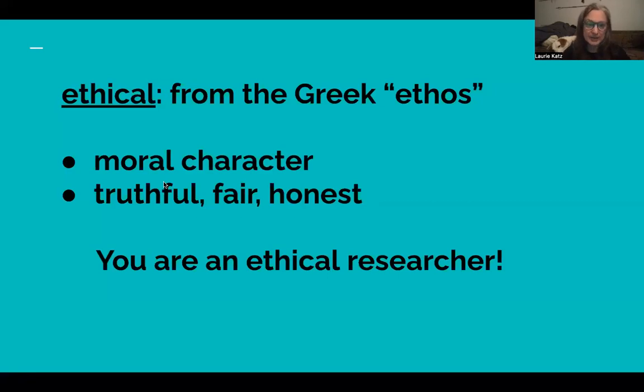So what does ethical mean? And some of you maybe have some familiarity with the word ethical, and some of you have a lot of understanding about it, but it comes from the word ethos, which is Greek, and it means moral, truthful, fair, and honest. And when you're being a researcher, that's really important. You want to be somebody who has integrity. You want your word to be trusted, and you want to know how to do that.